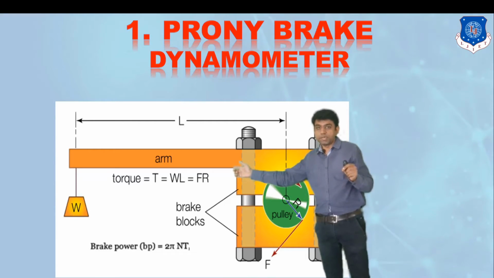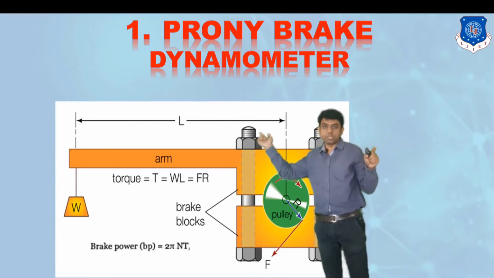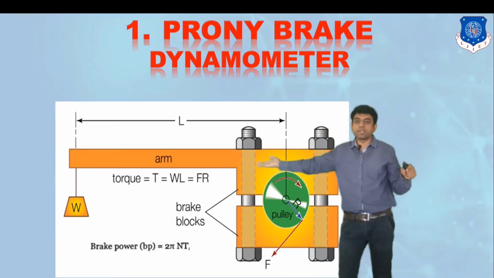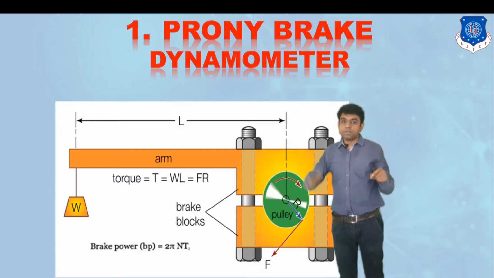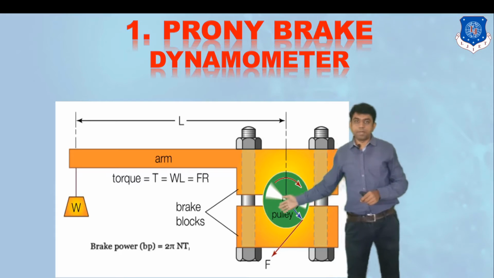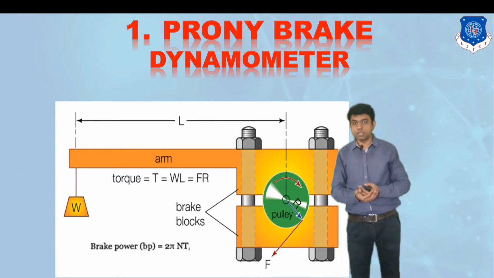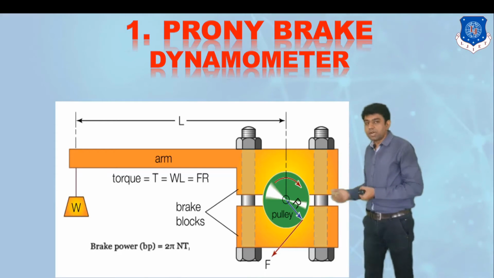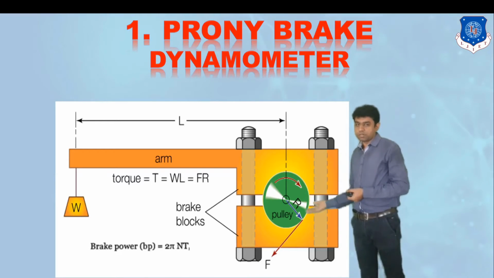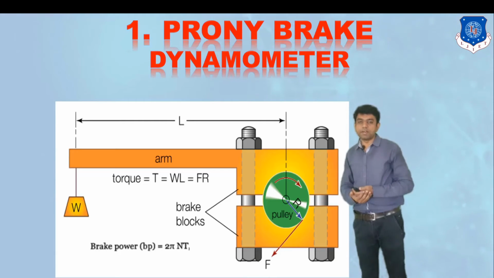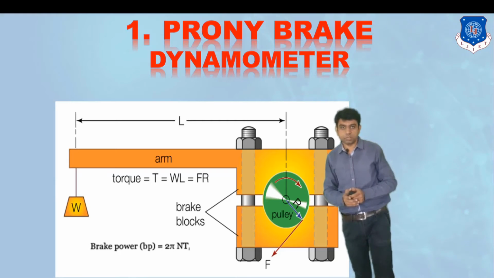That value W would be taken, L would be taken, we will multiply both those quantities, then we can get the value of torque. We put that torque value in the formula of brake power, that is 2 pi NT. N you can easily measure with the help of different tachometers, which indicate the speed, or the rpm value, of the engine shaft, and the torque value you can find out with the help of this Prony brake dynamometer. So once you have those two values, you can reach the brake power measurement.